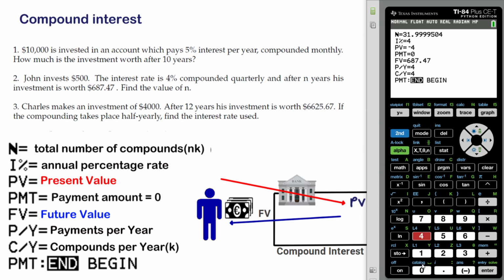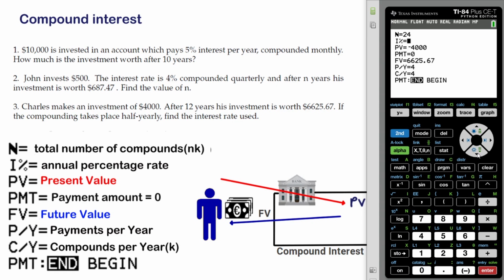Okay, question 3. Charles makes an investment of 4,000. So minus 4,000 here. After 12 years, the investment is worth 6,625. So this future value will have to be 6625.67. Again, it's a positive because that's money going to come back to him at the end. It's 12 years and it's compounding half yearly. So it's 12 times twice a year. So 24 compounds in total.